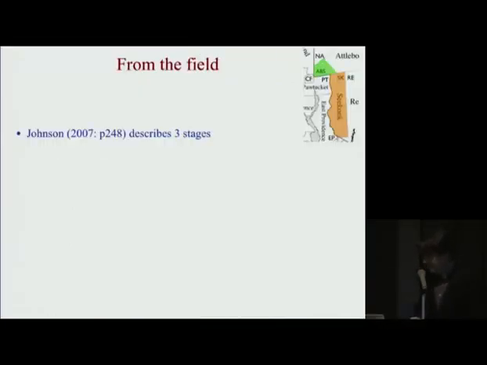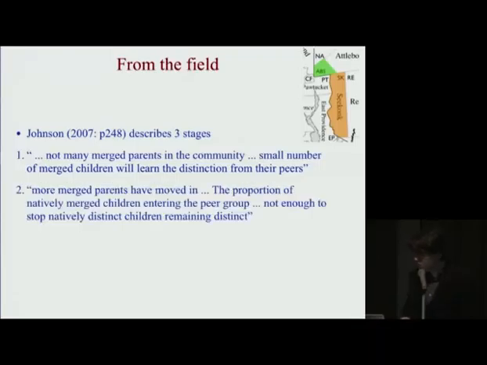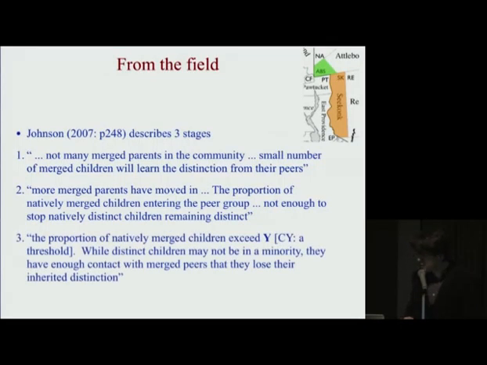So Dan Johnson, in his very careful study interviewing thousands of subjects, described three stages. First stage: not many merged parents in a community. A small number of merged children will learn the distinction from their peers. Second stage: more merged parents have moved in. The proportion of natively merged children entering the peer group is not enough to stop natively distinct children remaining distinct. Finally, the proportion of native merged children exceeds a threshold. And while distinct children may not be in a minority, they have enough contact with merged peers that they lose their inherited distinction.